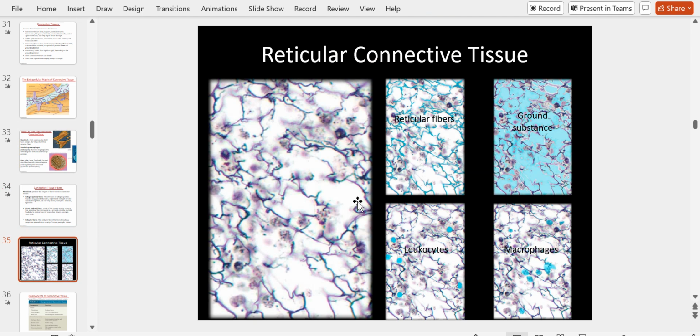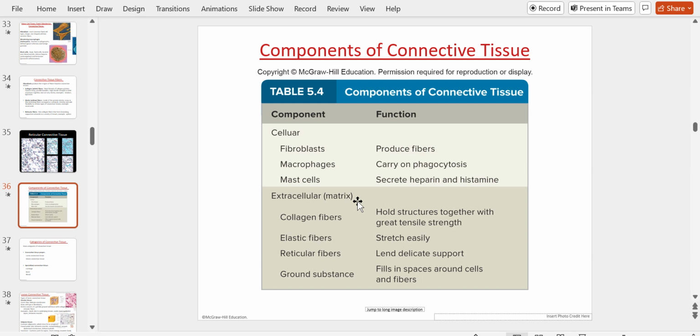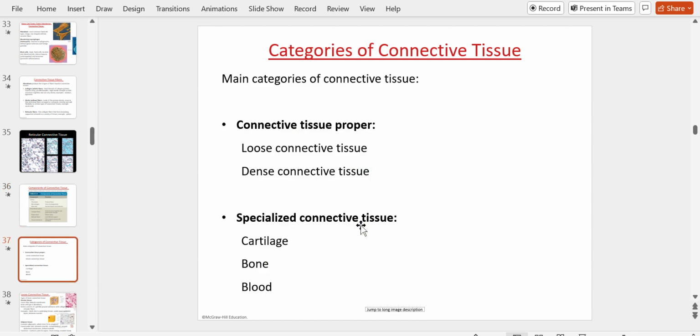There's your reticular connective tissue and components of connective tissue. Okay? Cellular, there's your fibroblasts, macrophages, mast cells; extracellular, collagen, elastic, reticular, and ground substances there. Categories of connective tissue. Okay, you've got connective tissue proper, loose connective tissue, and dense connective tissue. Then you have specialized connective tissue: cartilage, bone, blood.